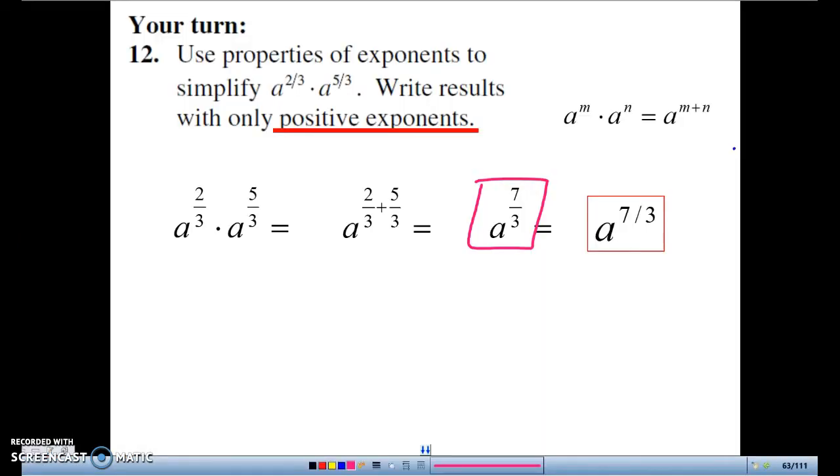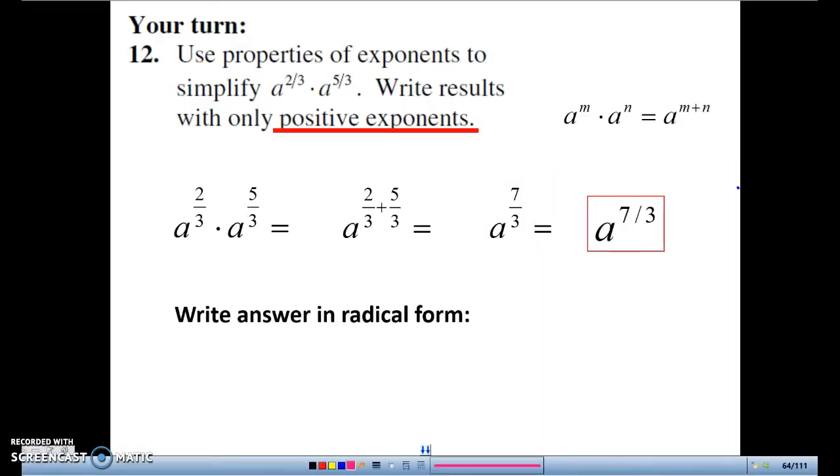Whoops, I keep hitting the wrong thing. If they had asked us to write it in radical form, it would have been one of these, but they didn't, so let's move on.